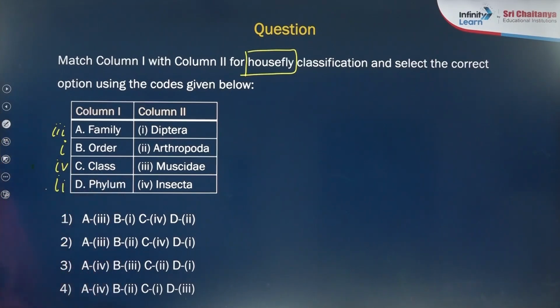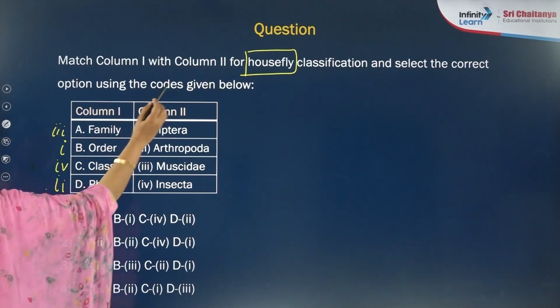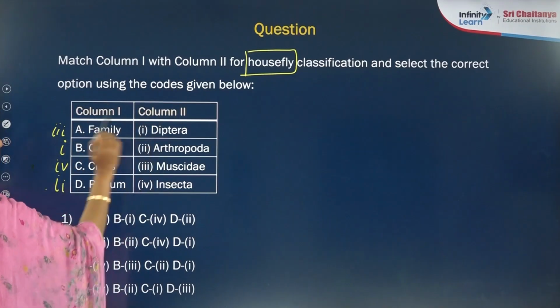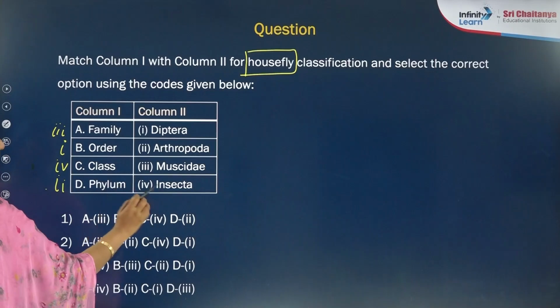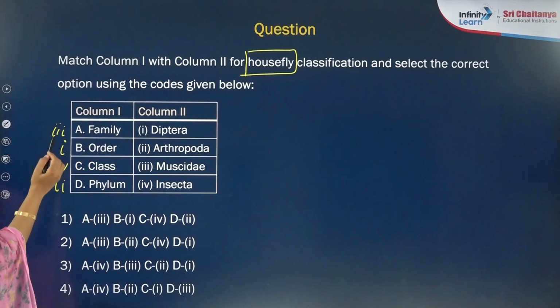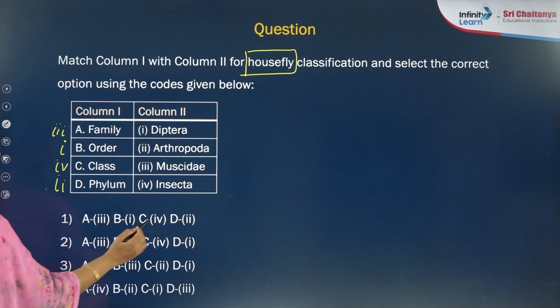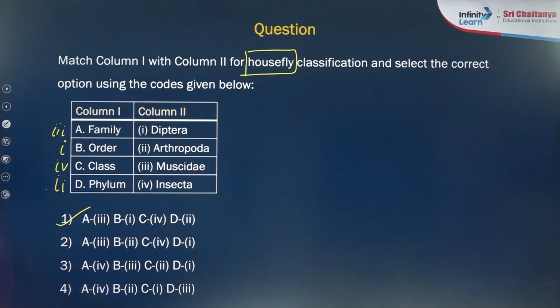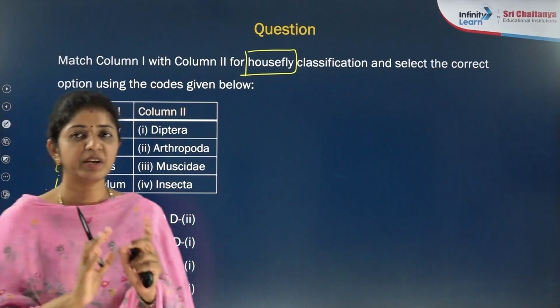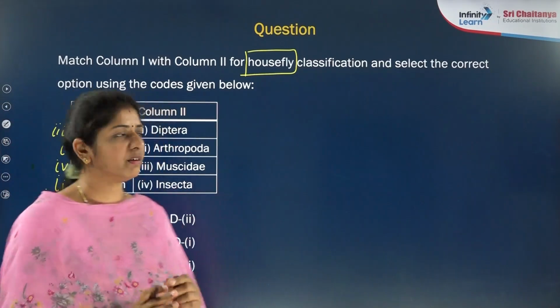I repeat once again. Family of the housefly belongs to Muscidae, order belongs to Diptera, class belongs to Insecta, phylum belongs to Arthropoda. Means 3, 1, 4, 2. 3, 1, 4, 2. The first option will be your answer. So it is based on that table I told you about, it is very important. Learn all the things over there, right?